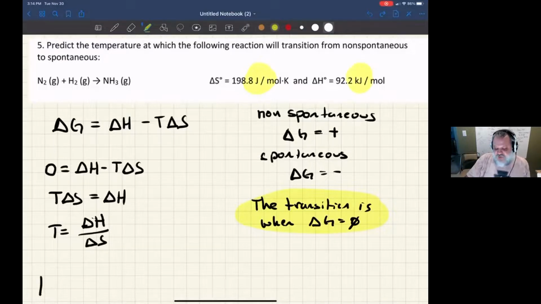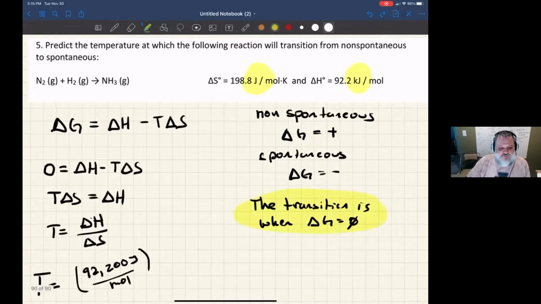The only thing is that if you take a look back up here in the reaction, my units for energy and delta S and delta H are not the same. I just need to make sure that they are before I tackle the problem. So I'm going to convert kilojoules to joules, so 92,200 joules per mole.